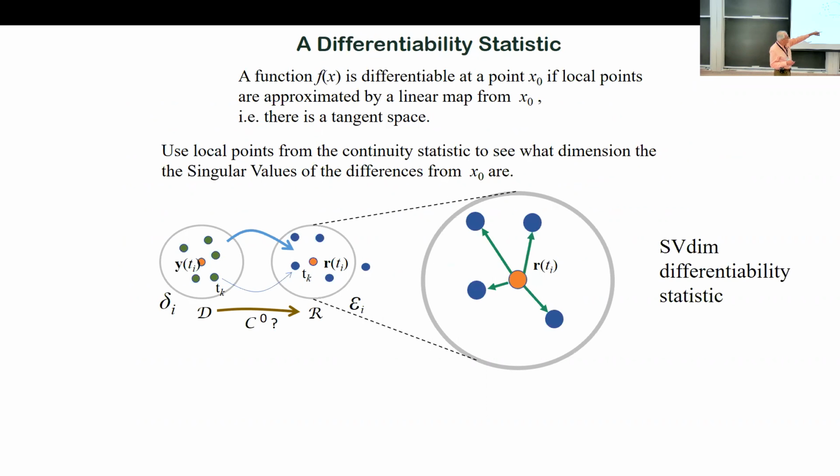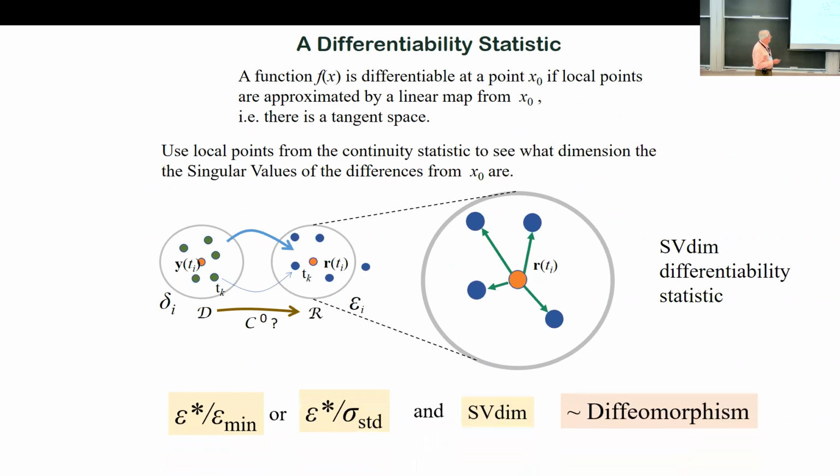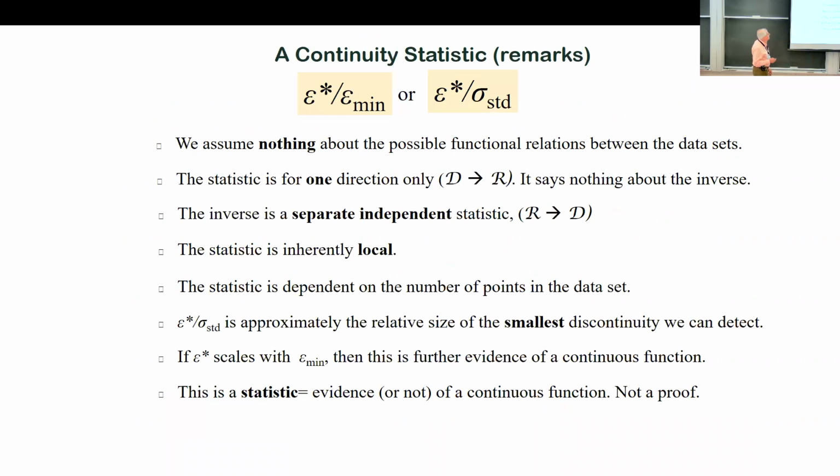You could look at the local singular value decomposition and see how many singular values you have. Does that match the dimension of the attractor or so on? It's a tangent space idea. I'm not going to emphasize that. I want to stick with the continuity statistic more than anything.